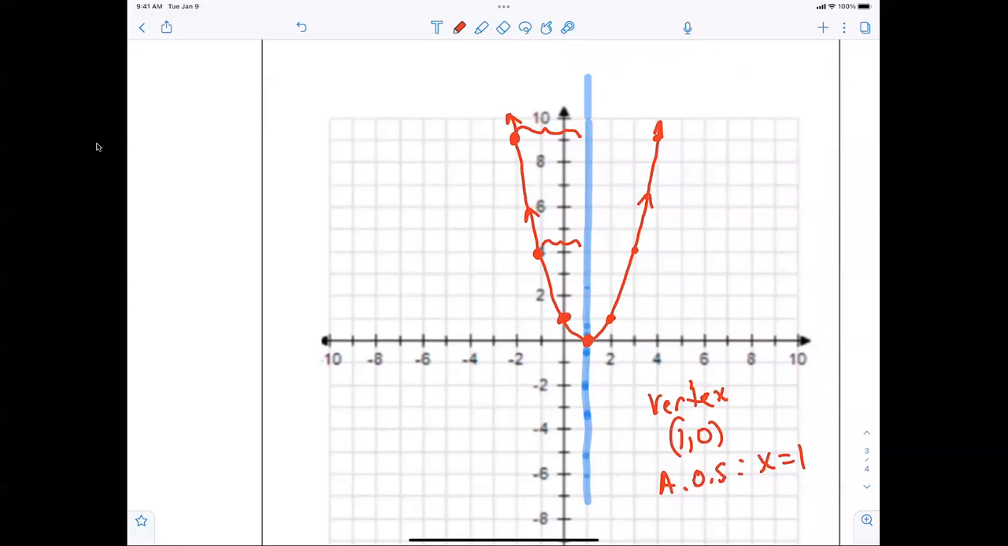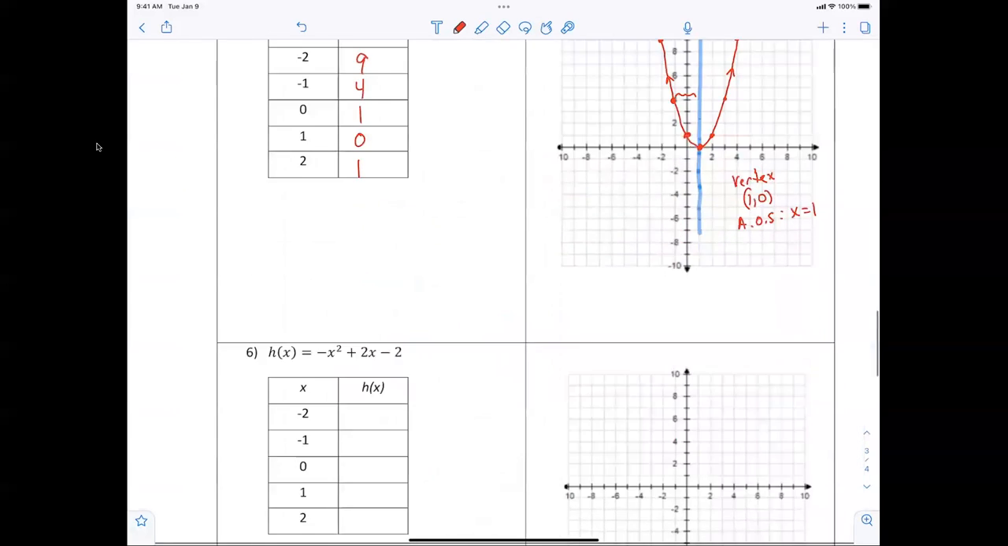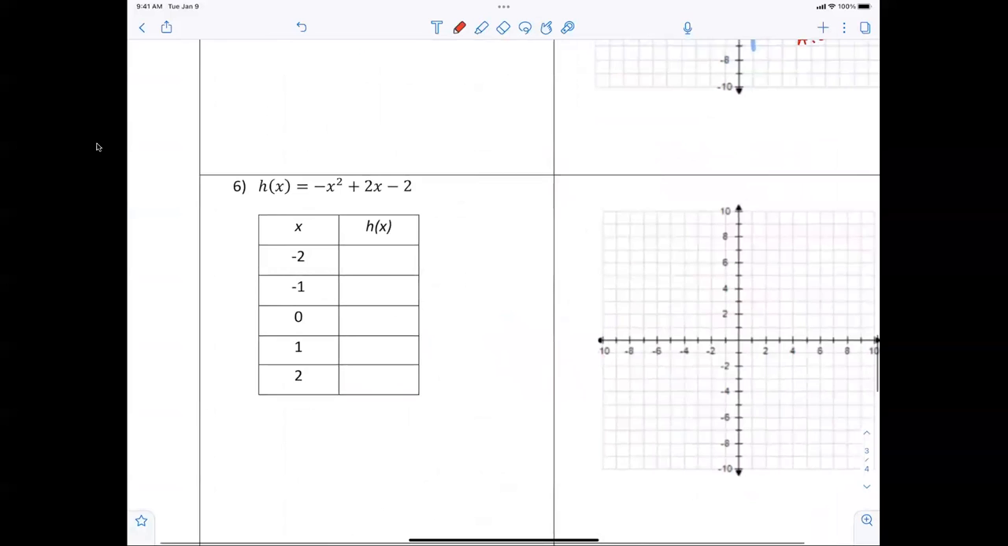All right. So your job right now is to go ahead and plot or try number 6. Type it in your calculator, put in the points, plot the points, draw the vertex, draw the axis of symmetry, finish up the graph. And then tomorrow we'll do kind of the same thing, except we'll expand a little bit on some terms.